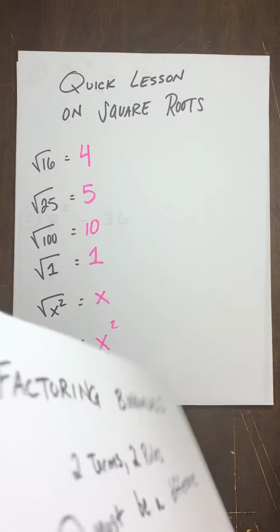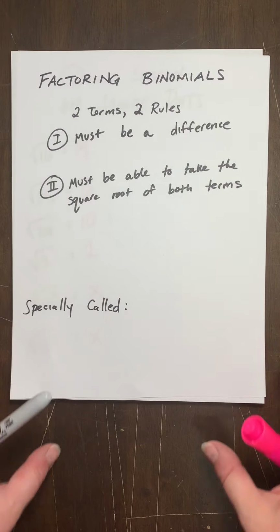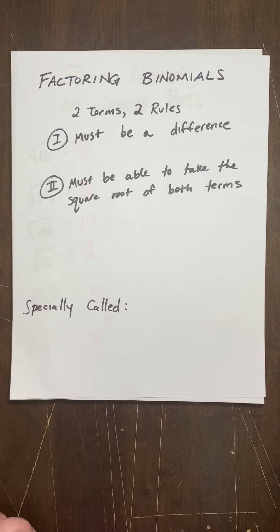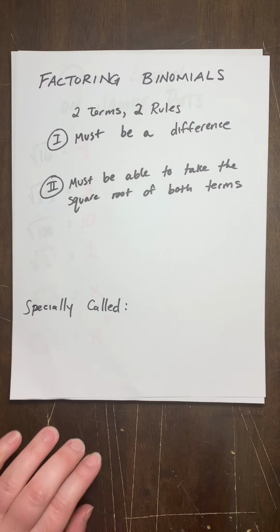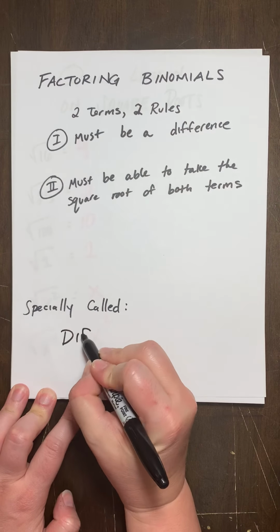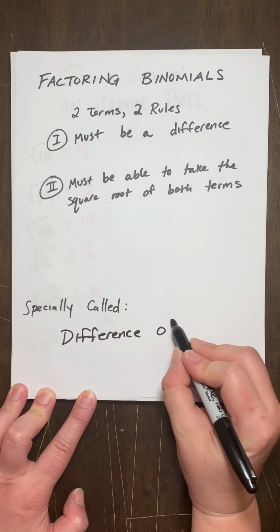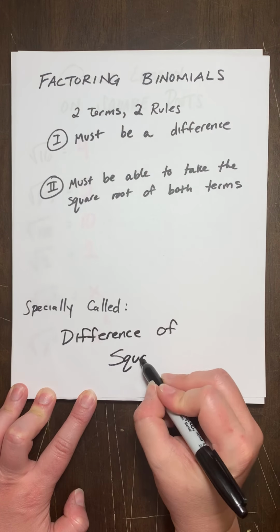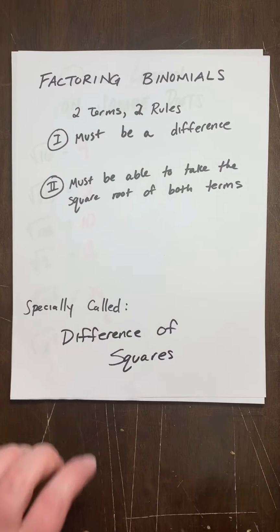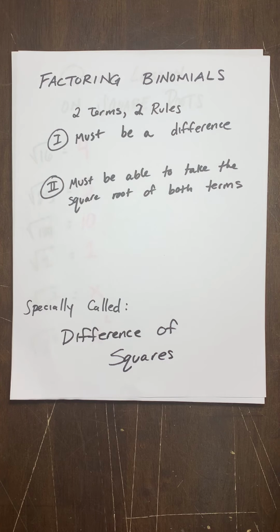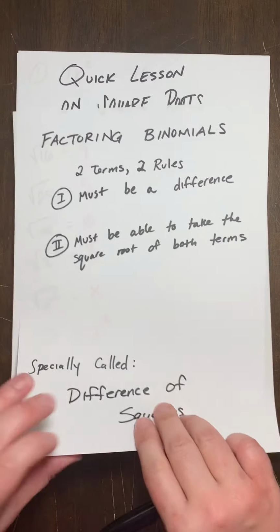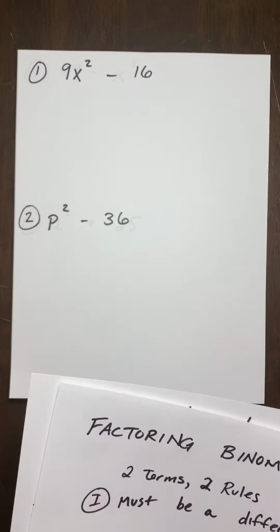Let's bring back this. Okay, this has a special name. When you're factoring a binomial like this, it is called a difference of squares. Factoring binomials is called a difference of squares. You ready?